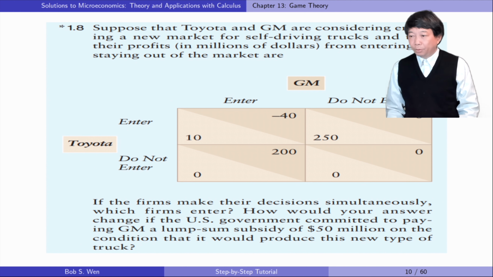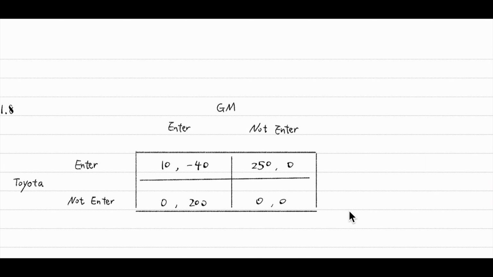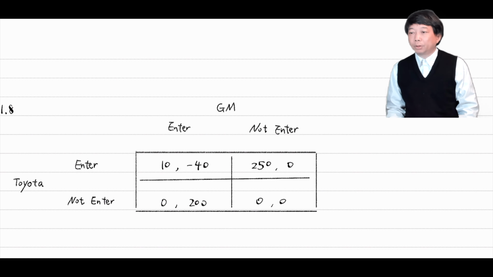How would your answer change if the US government committed to paying GM a lump sum subsidy of $50 million on the condition that it would produce this new type of truck? Since the firms make their decisions simultaneously, it is a static game of complete information. We use the best response approach to find the Nash equilibrium. In the payoff matrix, the first number in each cell is Toyota's payoff, and the second number is GM's payoff.